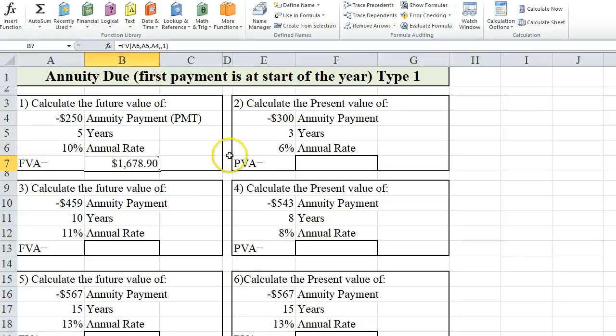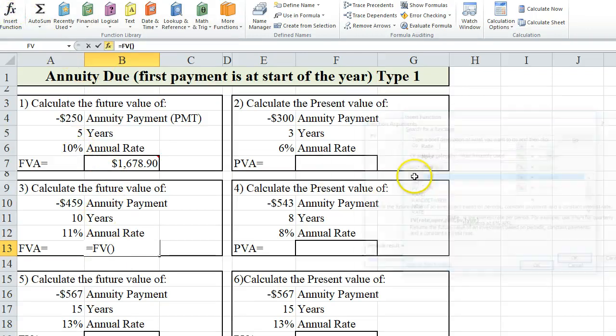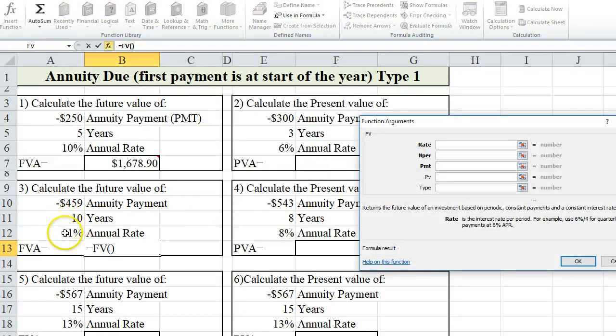which would be my future value of the annuity. Now these are all annuity due problems, which means the payment comes at the beginning of the year, not the end of the year, so we get an extra year of compounding, and that's what this type 1 stands for. Just think of it as an extra 1 year of compounding. Now let's try that again. Here's another calculating future value of another annuity payment. I could copy the cell down, but I'm just going to recalculate it. So again, the future value, and I want to put in the rate, NPER, and then the payment.